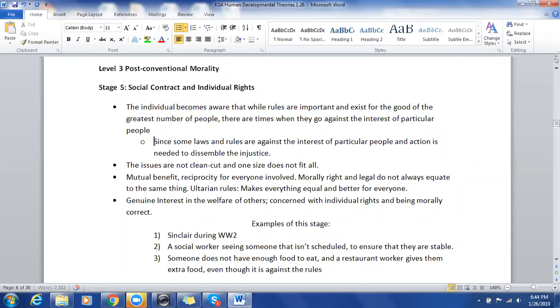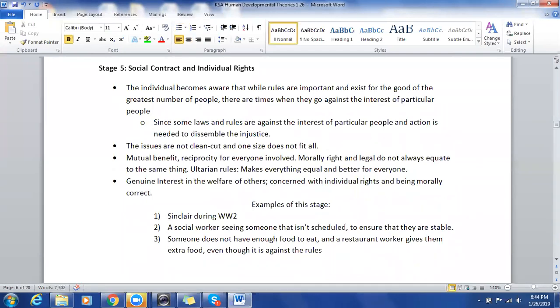Two less paramount, but still relevant to social work, is a social worker seeing someone that isn't scheduled to ensure they are stable. Yes, it is against some agency policy to see people off the chart and off of office time. However, when someone's life is at stake, you need to take the extra little time. So even though it's against what the overall number of people would benefit from, you still benefited a particular group of people that otherwise would not have gotten their needs met.